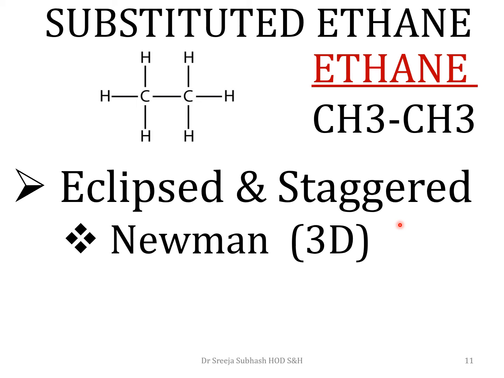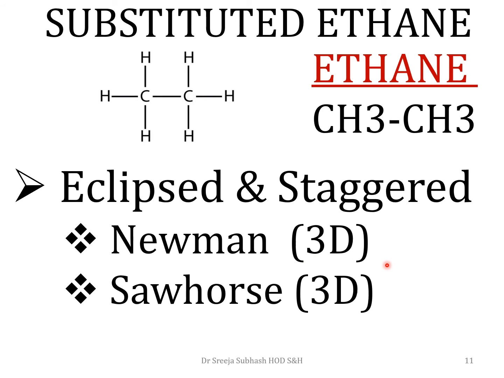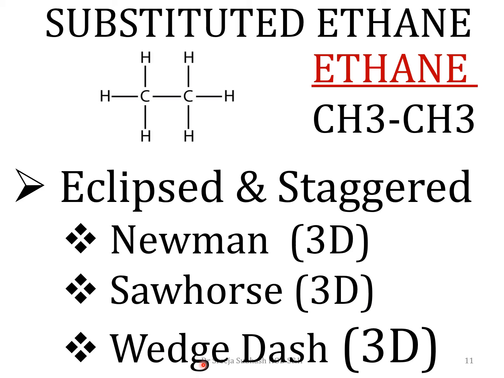What are they? One, of course, is called the Newman projection model 3D representation. The second one is the Sawhorse three-dimensional representation. Now the last one, the third one, which is familiar to us, is the Wedge dash three-dimensional projection. These three-dimensional pictures will help us in visualizing the chemistry of ethane much better.